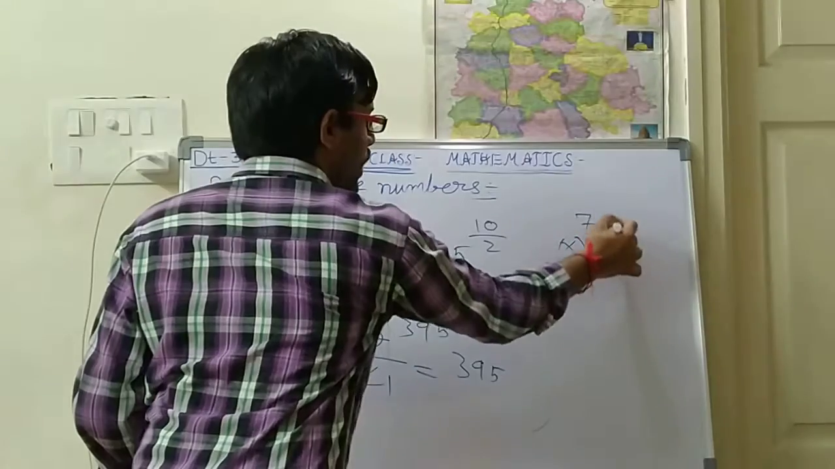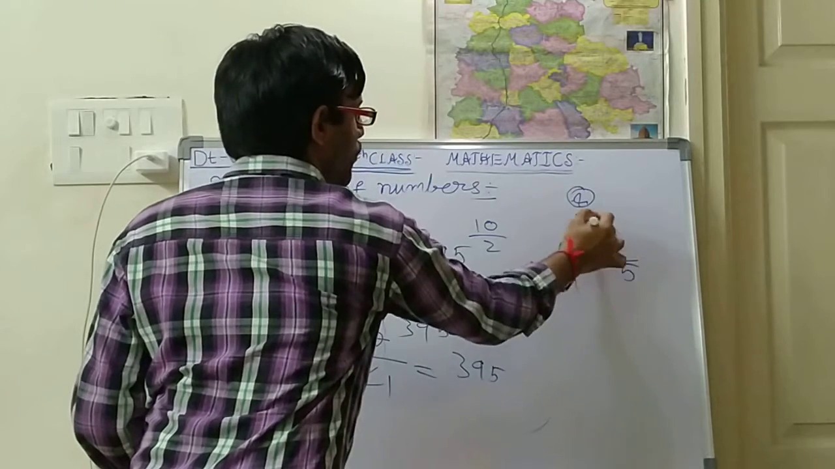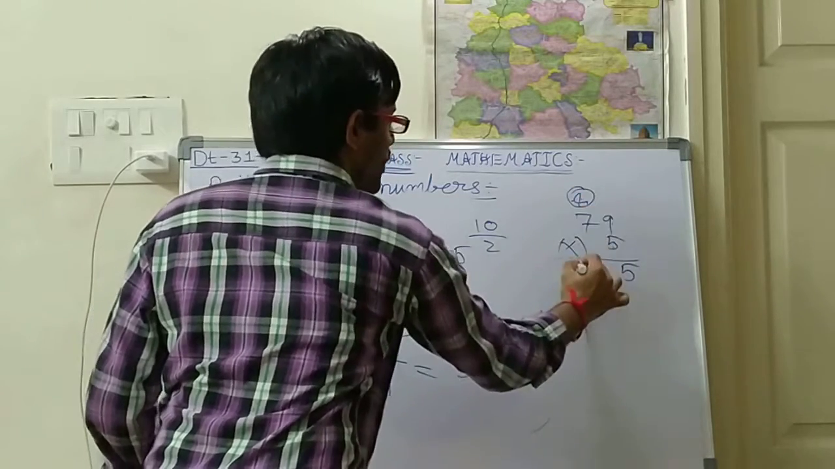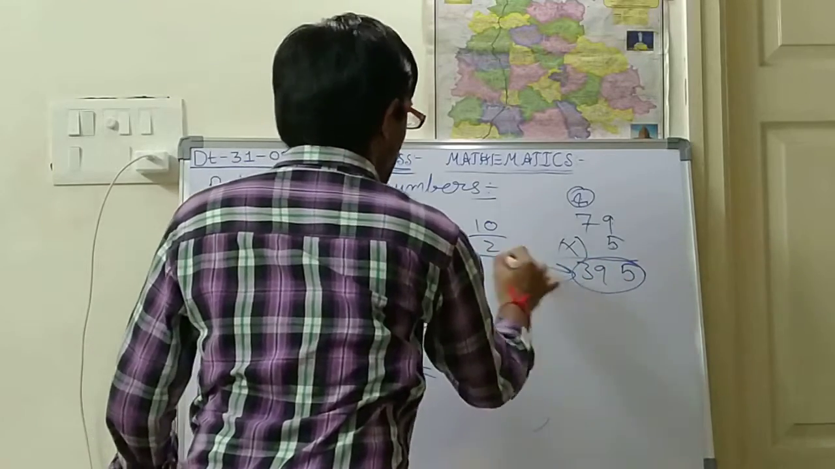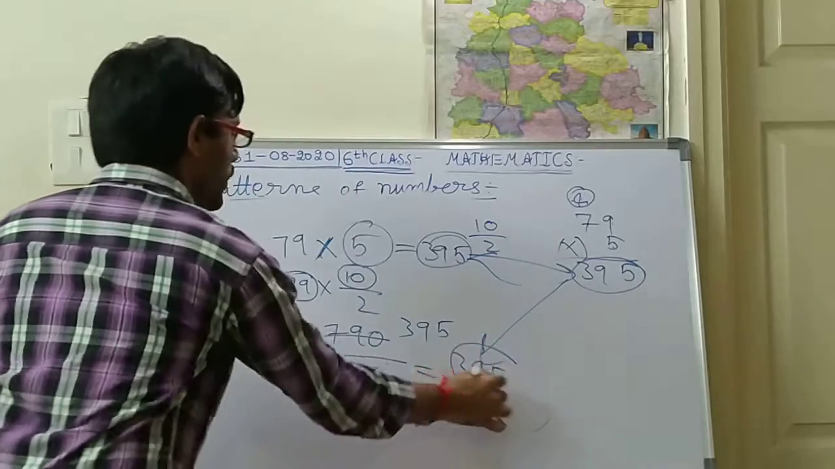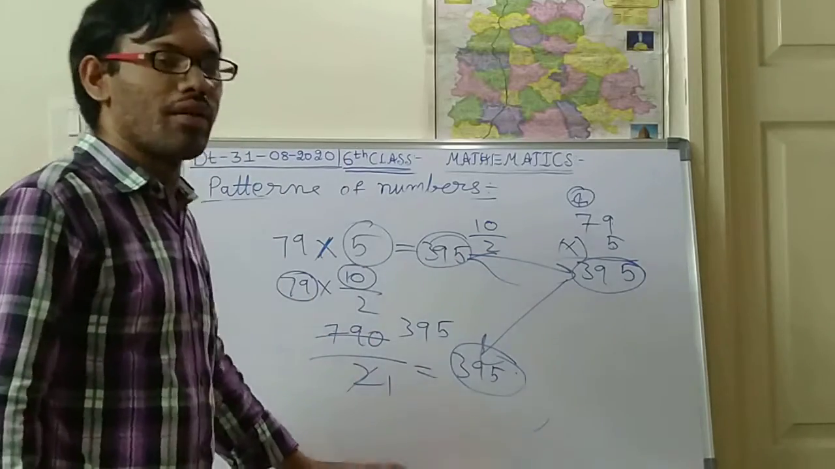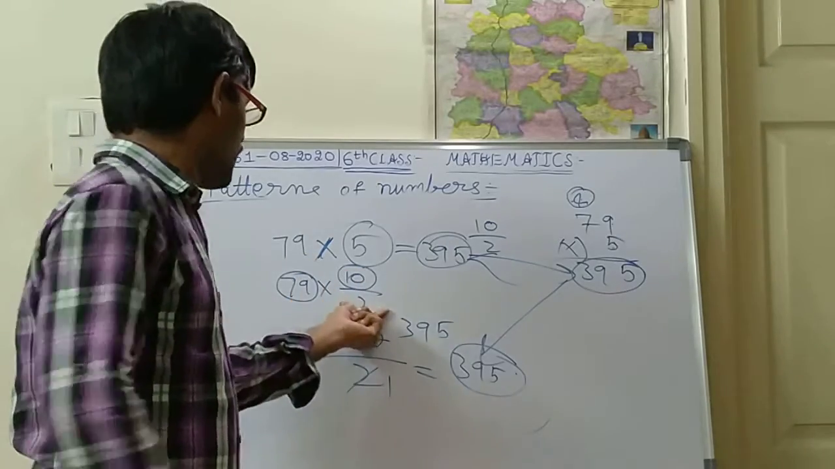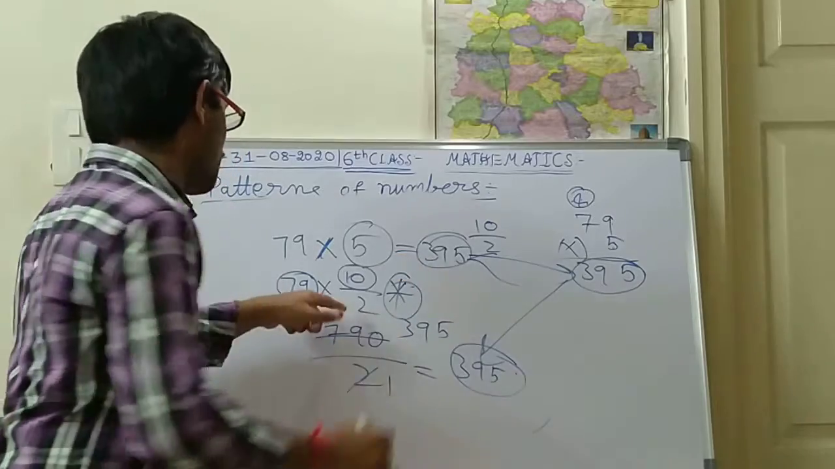See, 5 nines, 45, 5, 4. Next, 5 sevens, 35. 35 plus 4, 395. So 395 is equal to 395. So like this, you have to do the subtraction, division. Here this is the most important part.